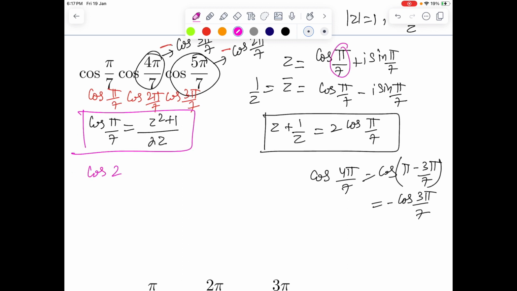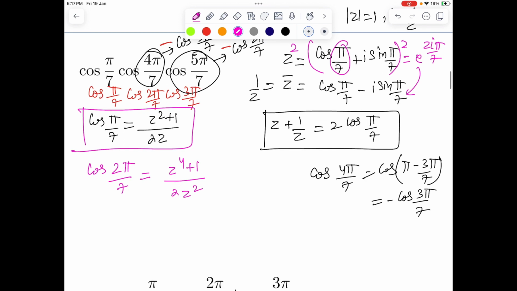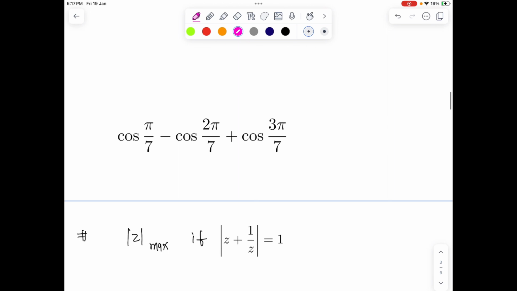Once I notice cos pi by 7 is that, exactly in the same way, instead of pi by 7 you put 2 pi by 7. So this time instead of z you will have z square, because if I square it, it will give you e to the power 2i pi by 7. And the same you can do for the second one, so that will give you (z4 plus 1) by 2z square. And what about cos 3 pi by 7? Now we have to do z cube, so that will give (z6 plus 1) by 2z cube.